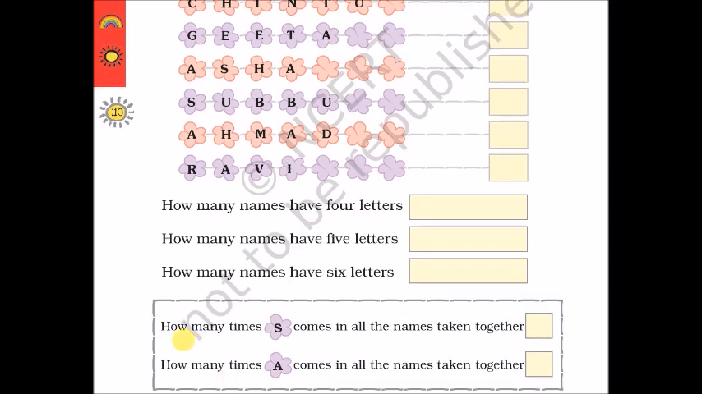How many times S comes in all the names taken together. S कितनी बारी आया है इन सारे नामों में, हमें उसे काउंट करना है और लिखना है. एंड ए कितनी बारी आया है उसे काउंट करिए और लिखिए.